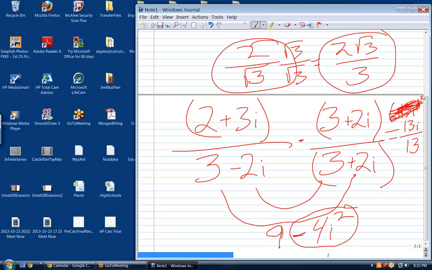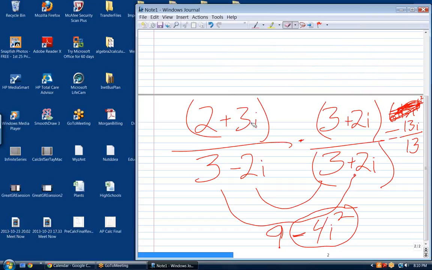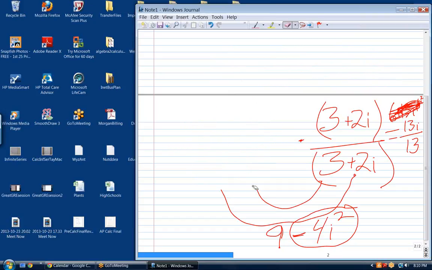So I've just covered just about everything you need to know about imaginary numbers. Do you have any exercises or problems in the book or anything that looks different than what we just did?